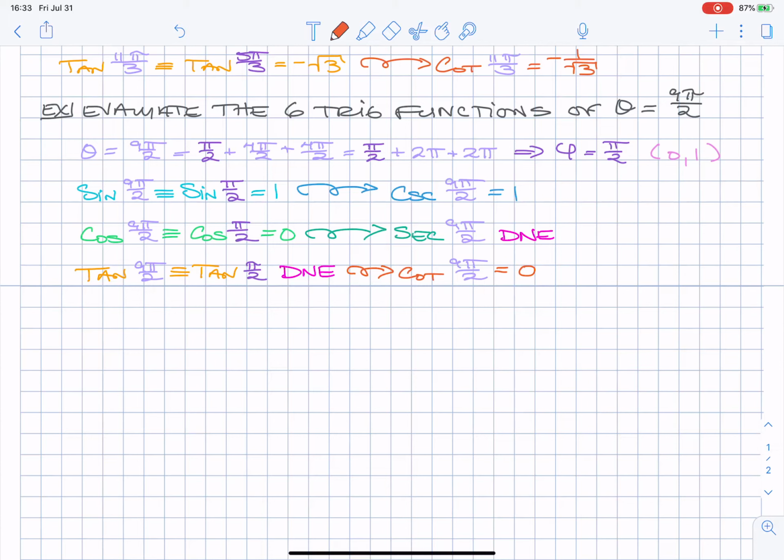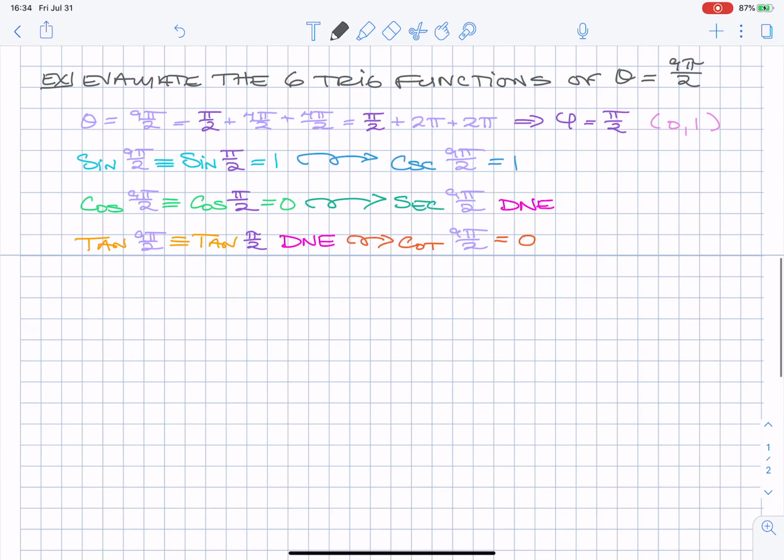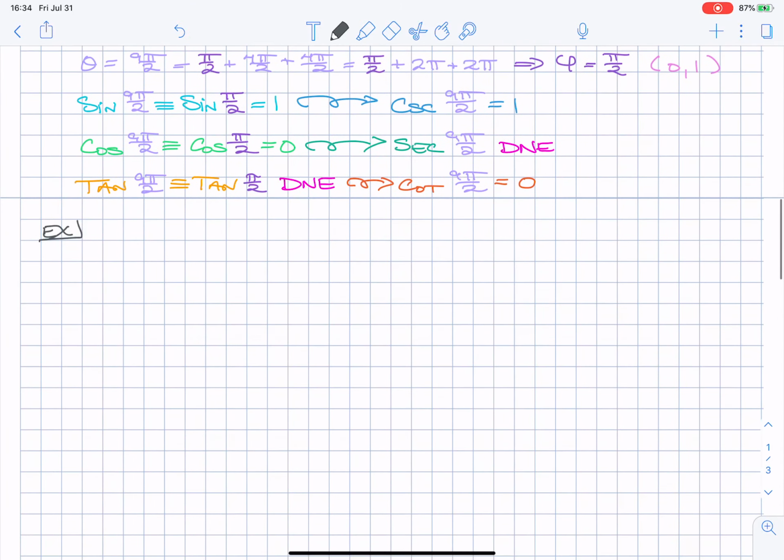Okay, let's see. So, for example, let's evaluate the 6 trig functions of theta equal to, what shall we do, 25 pi over 6? Okay, so theta, which is 25 pi over 6.